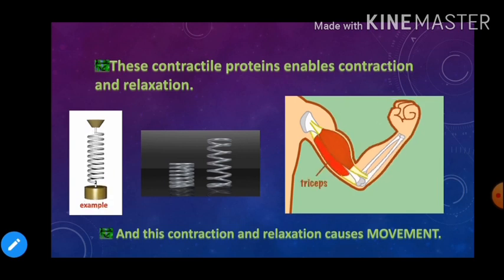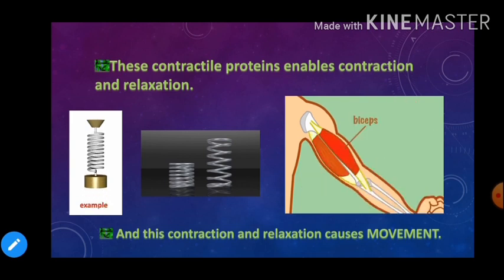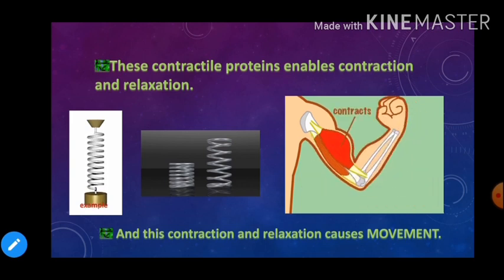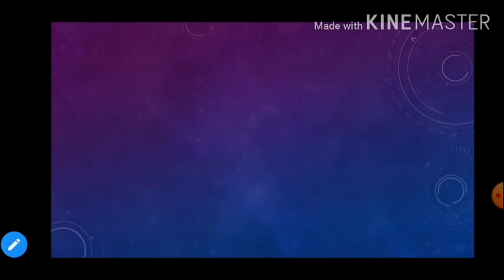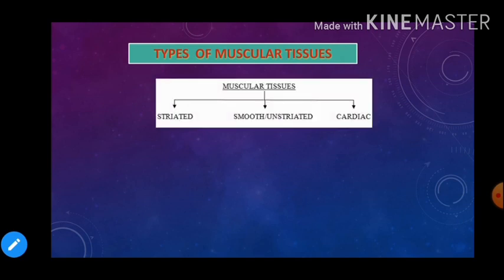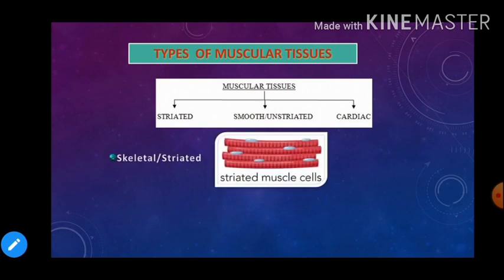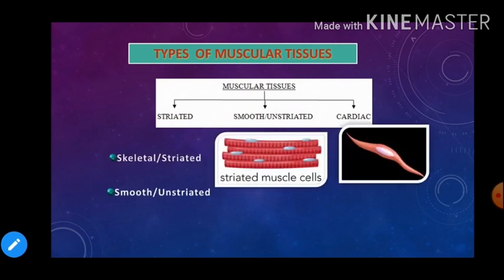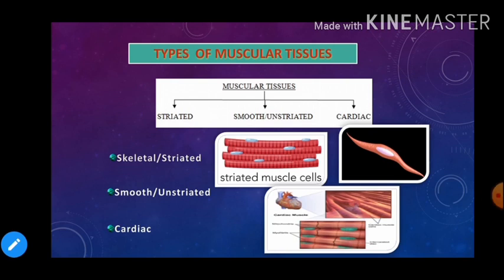Now children, behind the movement in our body, let us look at the different types of muscular tissues. Basically there are three types of muscular tissue. First one is the striated muscle, that is known as skeletal muscle. Second one is the smooth muscle, which is also known as unstriated muscle. And the third category is known as cardiac muscle. So we will talk about each of these muscles one by one.